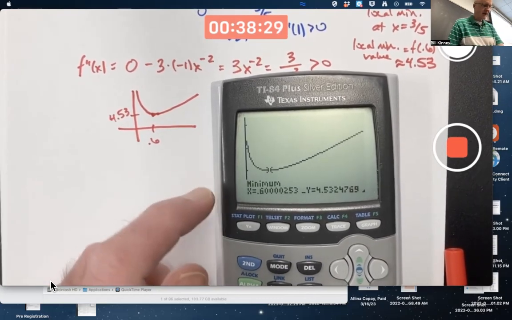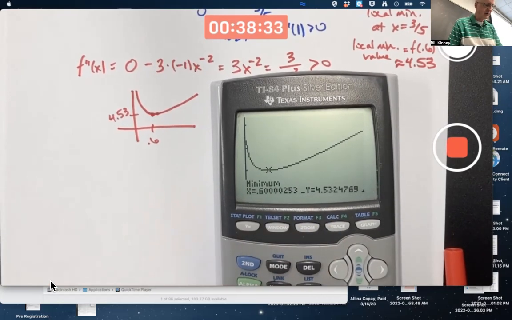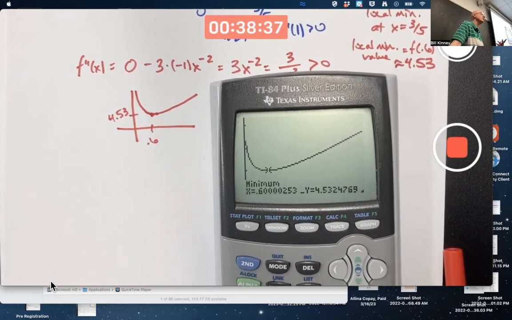And it is approximating x to really close to 0.6, not exactly, and y close to 4.53. Why is it not getting x equals 0.6 exactly? Because it's using what's called a numerical algorithm, probably related to Newton's method, to tell you the truth, from the project. That's only giving us an approximation. It's a dumb machine. It just does what it's told, right?